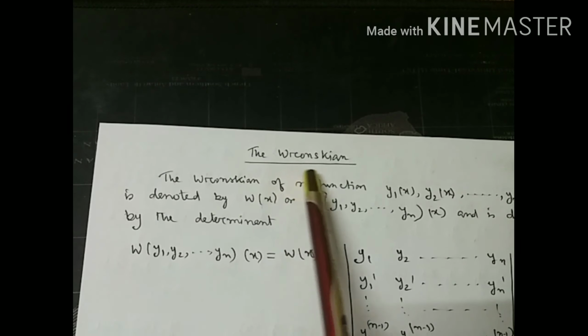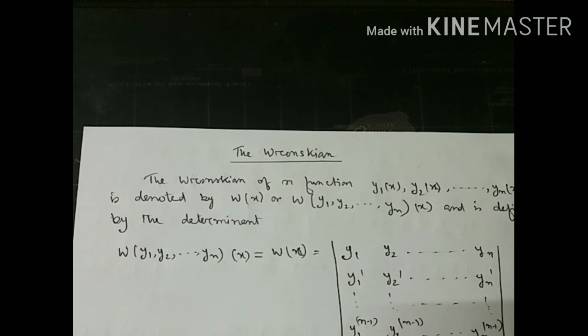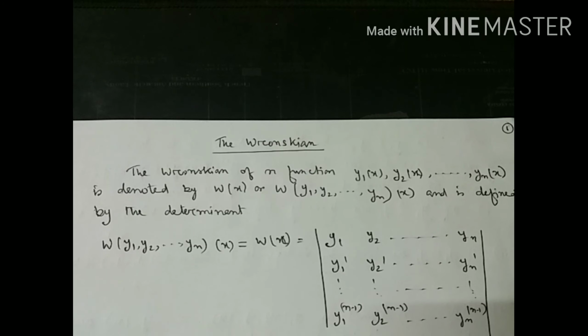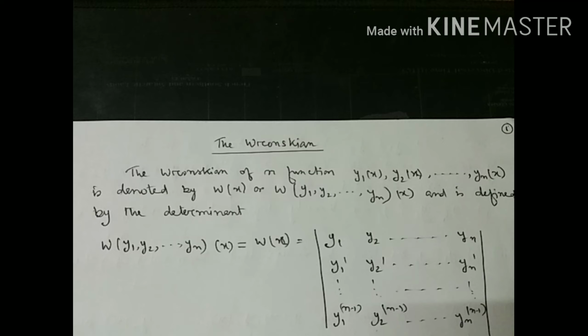The topic of today's class is the Wronskian. The Wronskian is the method by which we can find out whether functions are linearly dependent or linearly independent. So, we can find out by using the Wronskian. By definition, what is the Wronskian?